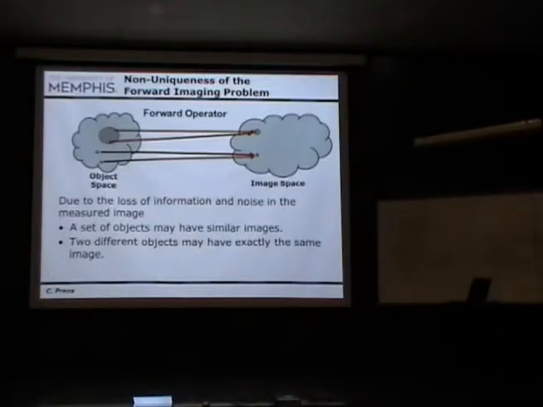So given this image, when you try to invert the problem, you have at least two solutions here, right? Or you could have a set of objects that have images that are not identical but similar, okay? This is particularly so because there is noise in the measured image. Because of the noise, we can have images that look similar but come from different objects. So this is a non-uniqueness in the problem.